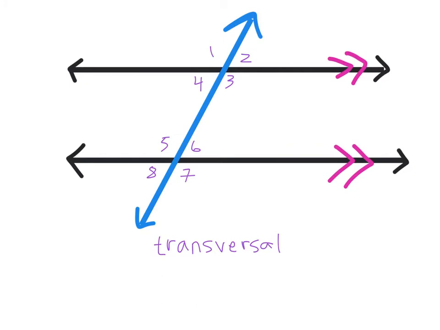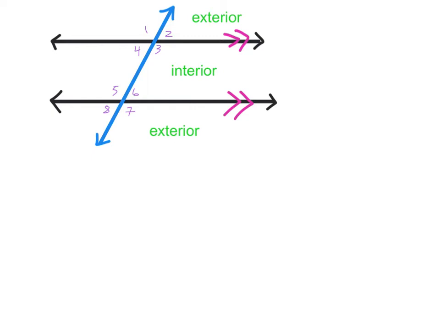So specifically, what happens if I pick an angle from up here and an angle from down here? Is there a name for the pair of angles that includes angle 1 and angle 8? Or maybe angle 3 and angle 5? So are there names for those pairs of angles? And the answer is yes. Okay, so take a look. I've thrown these 3 words up there.